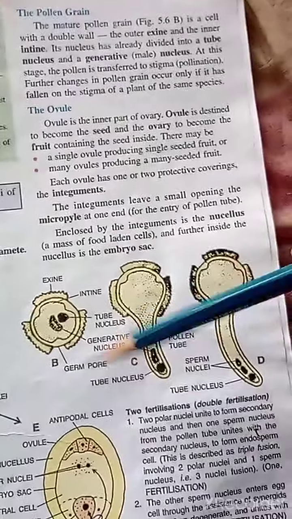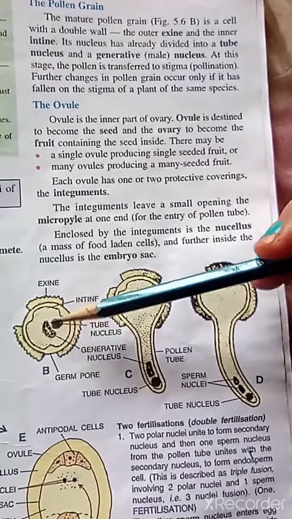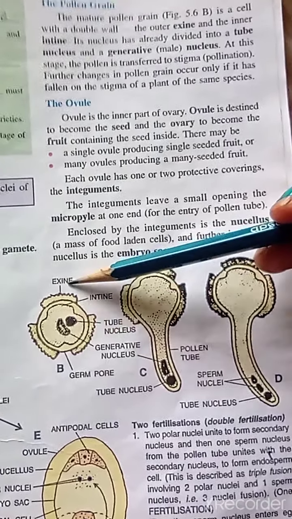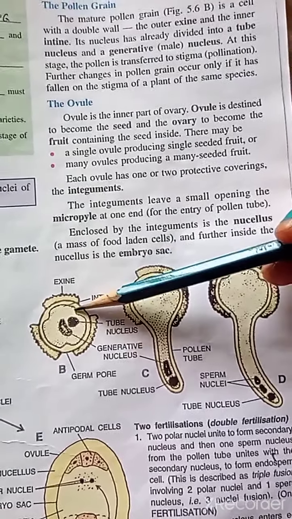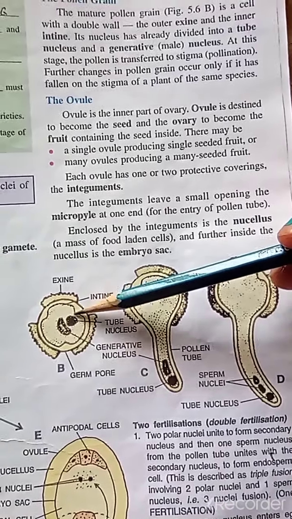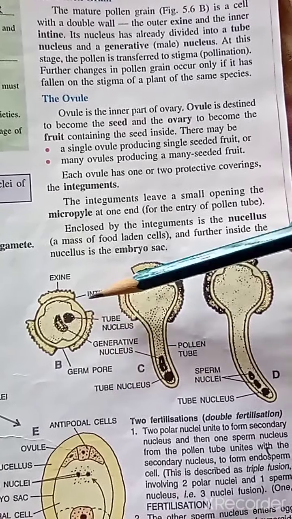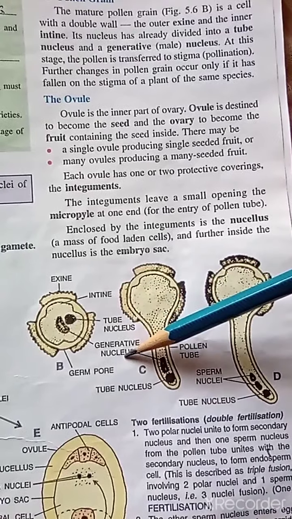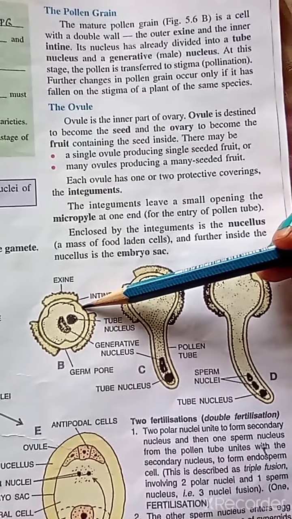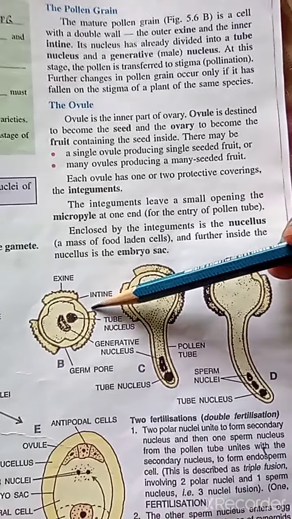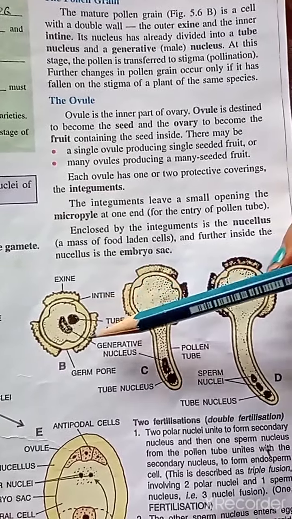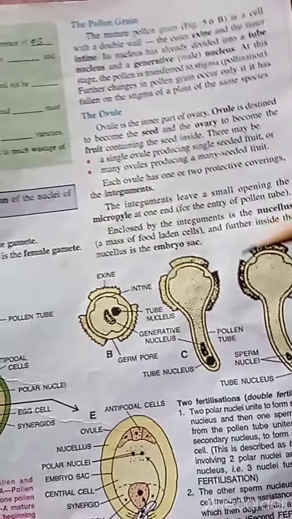Now the structure of the pollen grain is given here. The mature pollen grain is a cell with a double layer. The outer layer is known as exine and the inner layer is known as intine. Its nucleus has already divided into two parts, that is tube nucleus and generative nucleus. Always remember, the outermost layer is exine and the innermost layer of the pollen grain is intine, and the nucleus is divided into tube nucleus and generative nucleus.